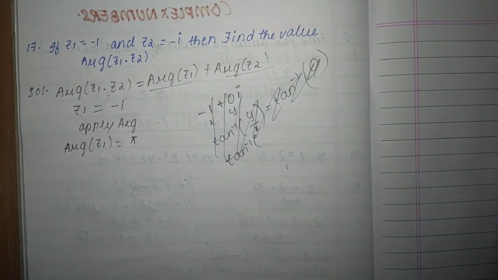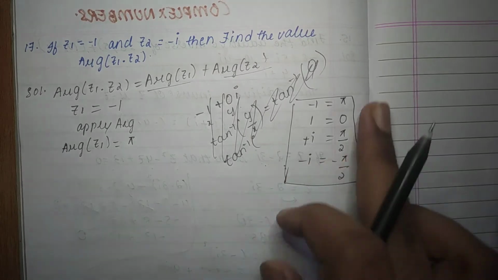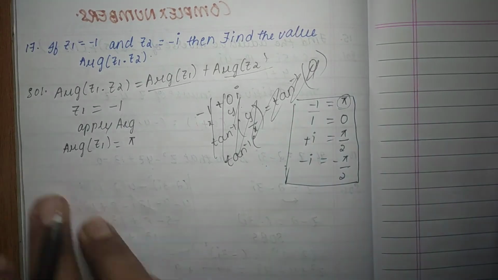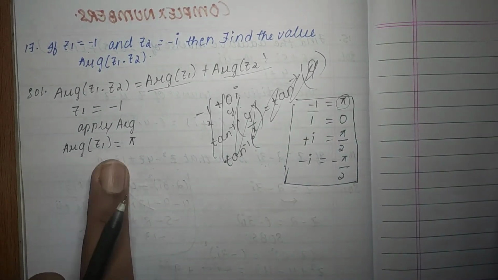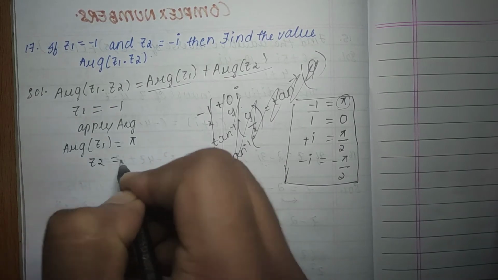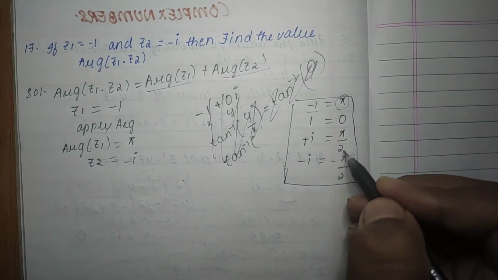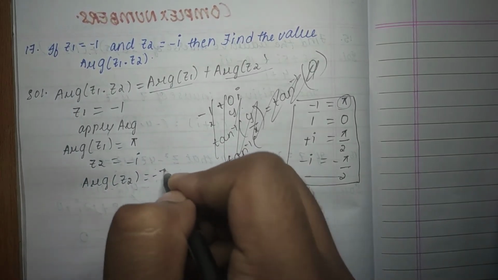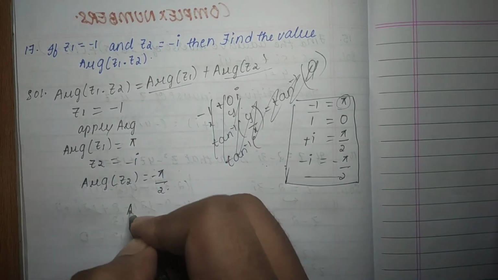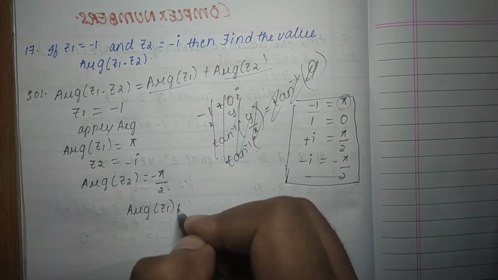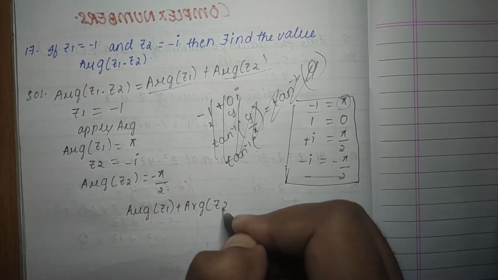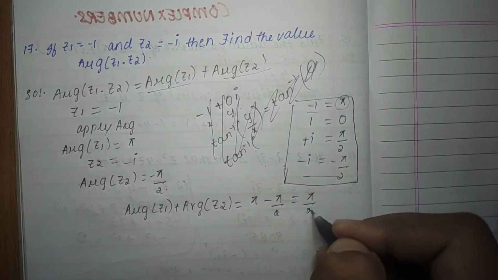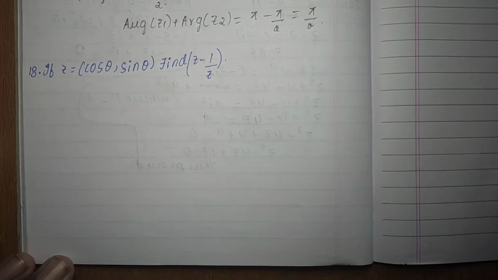So you need not do all this explanation. Simply learn this table by heart. If the value is minus 1, then the angle becomes pi. Simply in this procedure, the arg z1 value is pi. Arg z2 is equals to minus i. So minus i means minus pi by 2. Arg z2 is minus pi by 2. So substitute this. Arg z1 plus arg z2 is equals to pi minus pi by 2, which is pi by 2. That's it. I hope you have understood the previous sum.